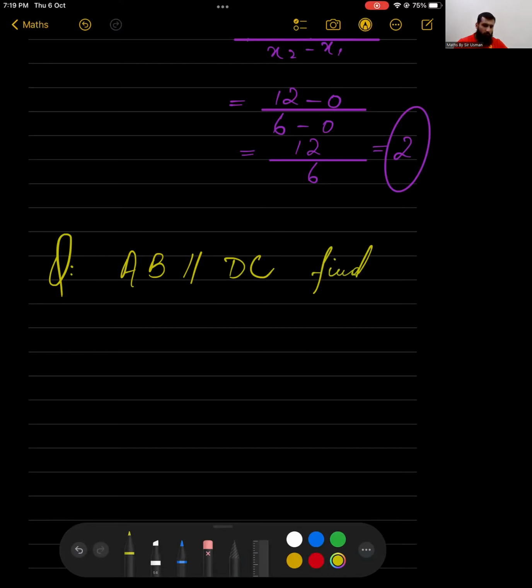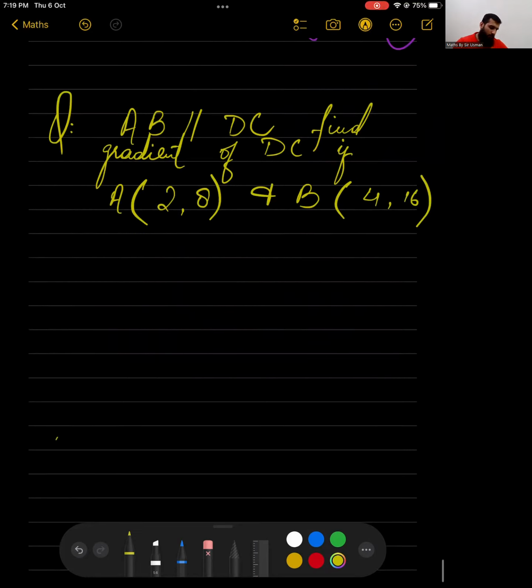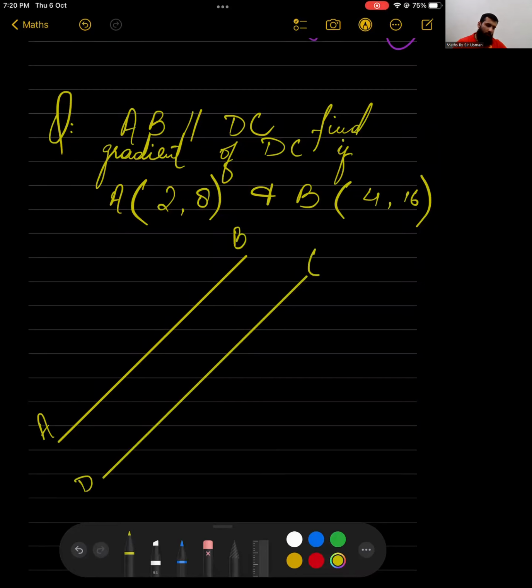find gradient of DC if A is 2,8 and B is 4,16. So we have the coordinates of A and B, और हमें ये बताया गया है कि AB के साथ पैरेलल में चल रही है लाइन DC. So we have the line DC over here.